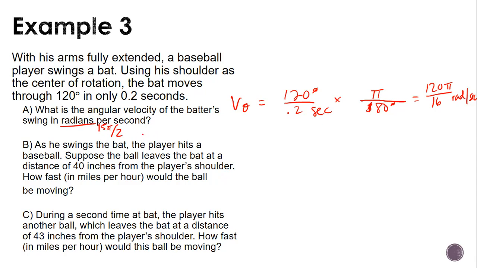Okay. All right, 15 pi over 2 radians per second is our exact. So this is our exact. And then we're going to find our approximation. When you're finding the approximation, you're putting the whole thing in the calculator, right? So timesing that.